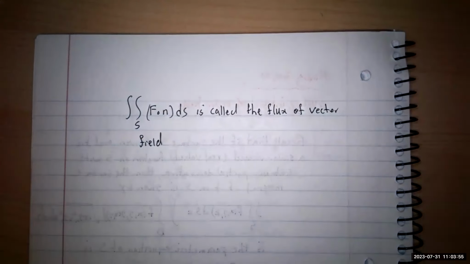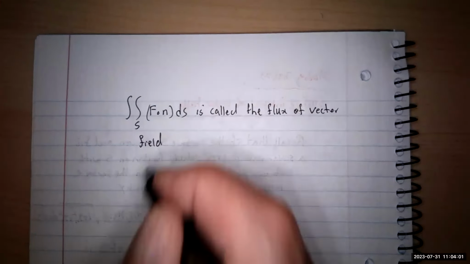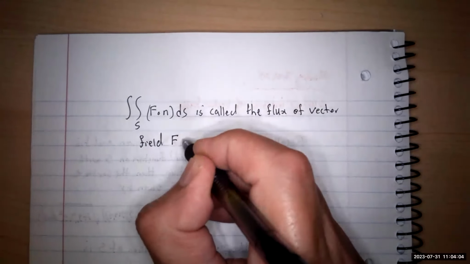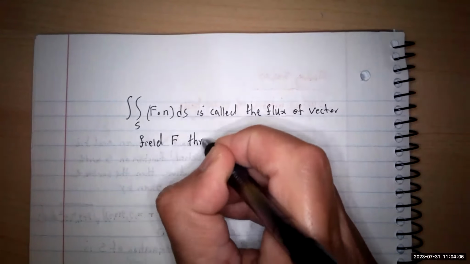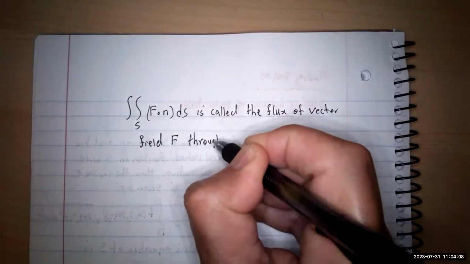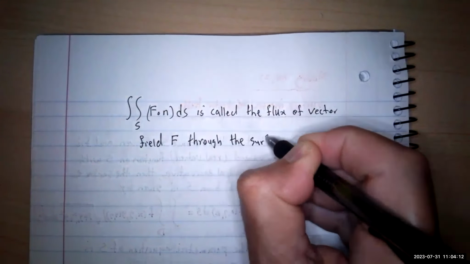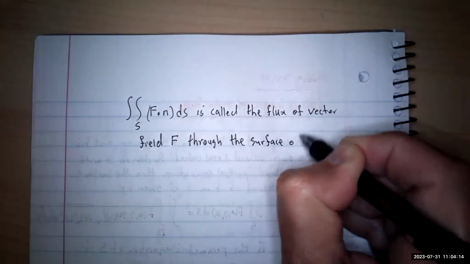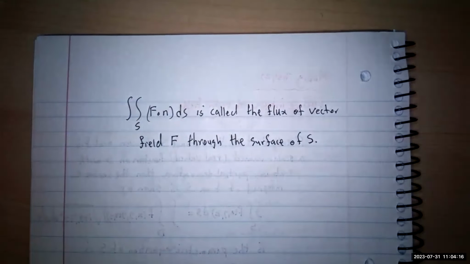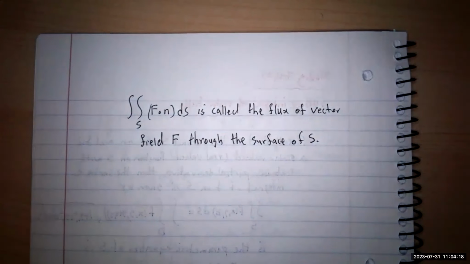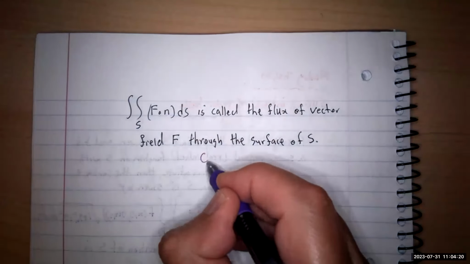Sometimes in some problems they simply ask for the flux of the vector field. You must know it: the flux of a vector field F through the surface S. There are quite a lot of things they do in physics, you know. Sometimes the name Gauss.